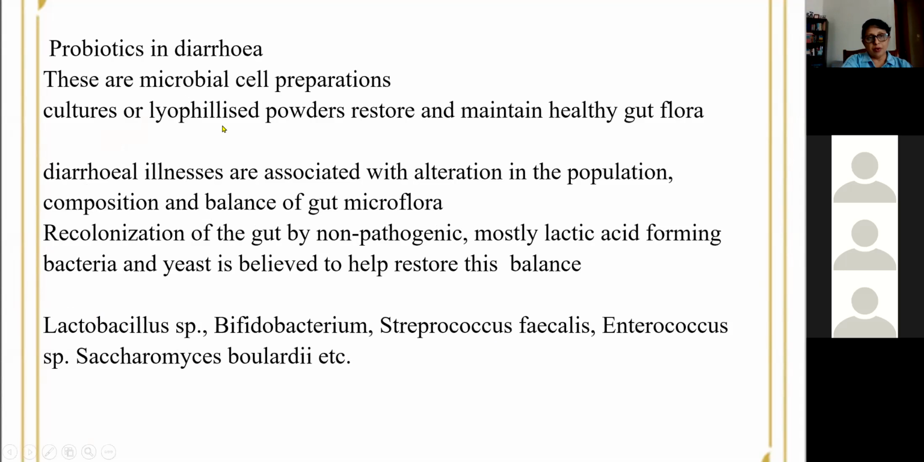Now, probiotics. What are these probiotics? You would have heard of this probiotics. This is very effective. They are actually cultures or lyophilized powders, and that will restore and maintain the gut flora. Because of the diarrhea, there will be alteration of the gut flora. So to restore the gut flora, we use certain lyophilized powders or cultures that is called probiotics. So there will be recolonization because of this.